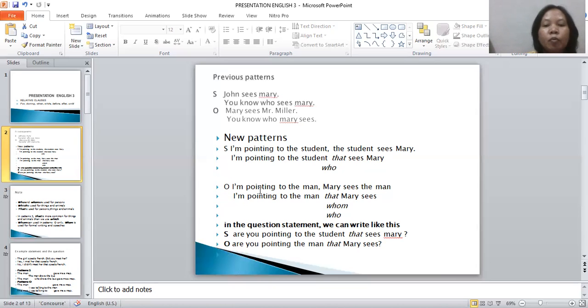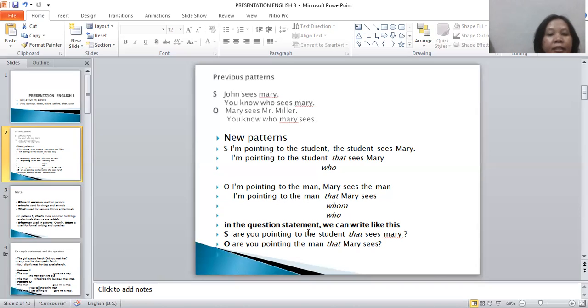For the object, when we want to explain the man, like this example: I'm pointing to the man. Mary sees the man. The relative clause using that, whom or who becomes I'm pointing to the man that Mary sees, or I'm pointing to the man whom Mary sees, or I'm pointing to the man who Mary sees.